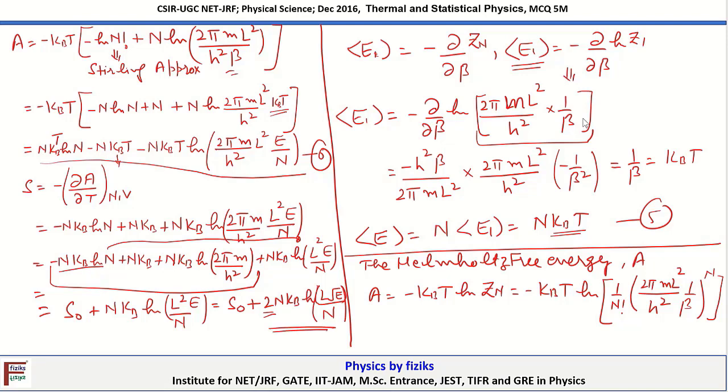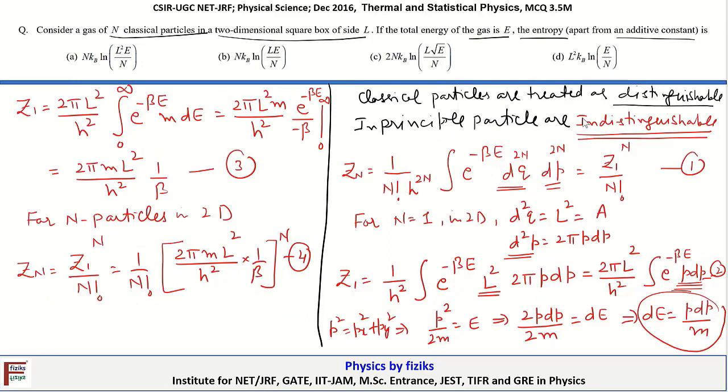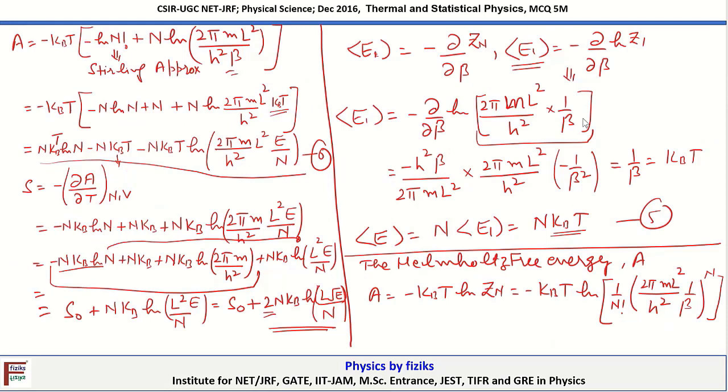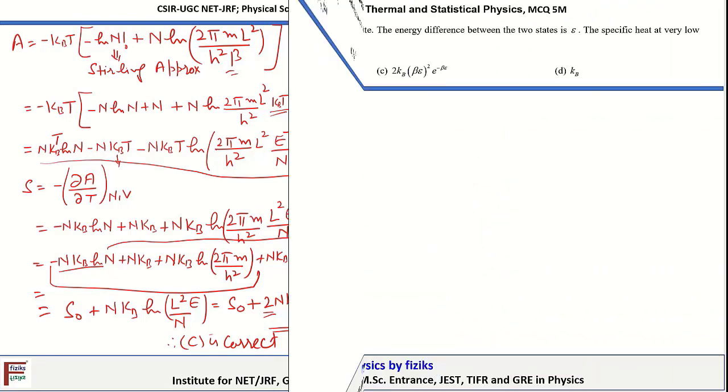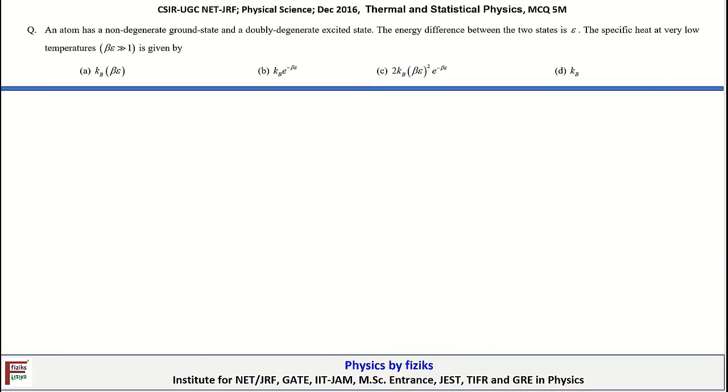Then if we compare with the options which are given to us, it is C, 2n kB ln L under root E upon n. So therefore option C is correct here. So let's continue with the next problem.